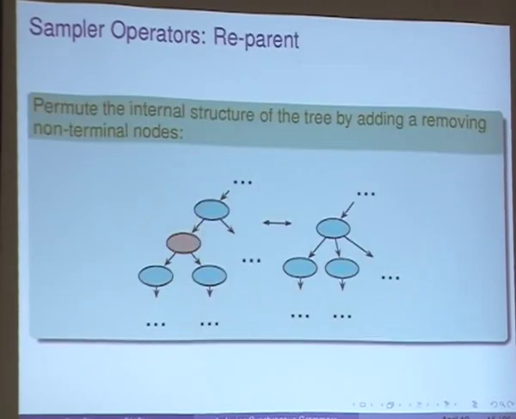We have a second operator which adds and removes nodes internally in the tree. So imagine we have a configuration of a tree like this, then we sample collapsing these two up into their parent. And this is where I diverge slightly from previous work with ITGs.